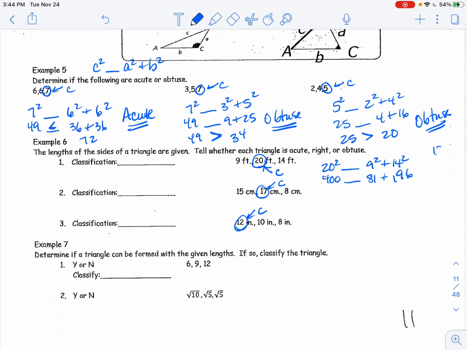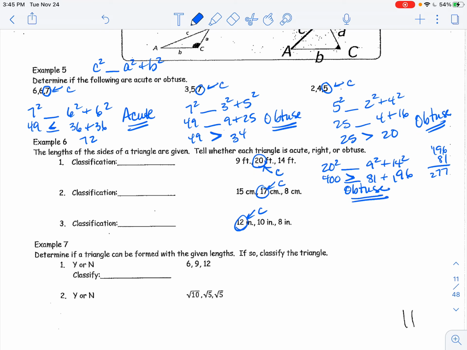And so when I add these two together, 196 and 81, hold on. Okay, that's 277. So 400 is greater. That's obtuse.